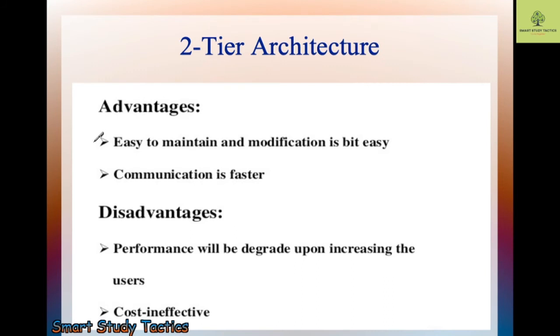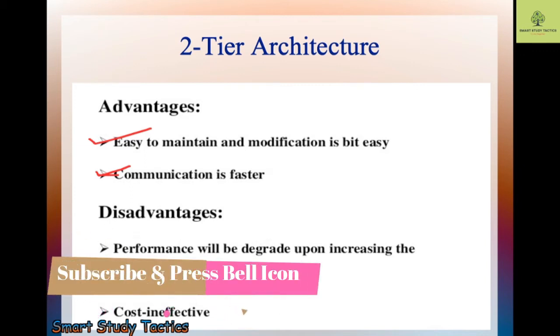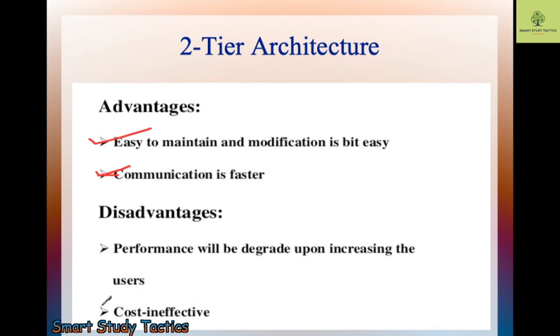Now what are the advantages? Easy to maintain and modify, it is easy, you can access directly. Communication is faster because the author has the facility to access all the needed information directly on the machine. Now there are some disadvantages. That's why we jumped from two tier to three tier. Performance will degrade as the number of users increases. If the users increase, as I told you, you just checked that 10 tickets were there, and after that only 2 tickets remaining. So how is it happening? Because multiple users are working, and that's why sometimes it gets slowed down. Okay, then cost is insufficient.